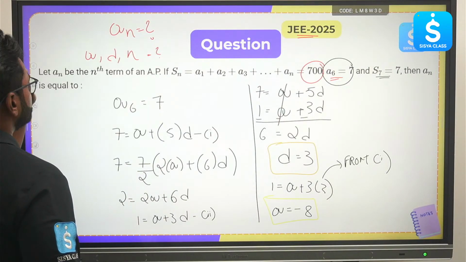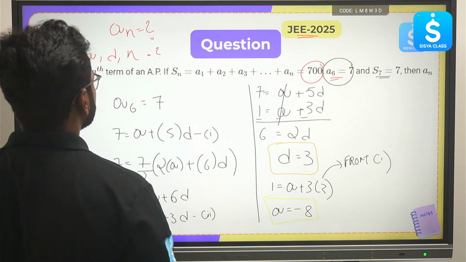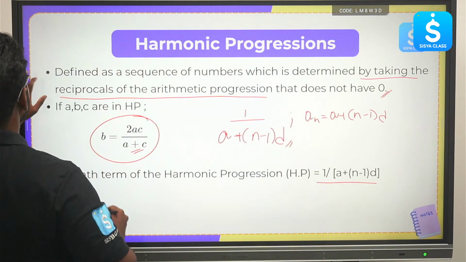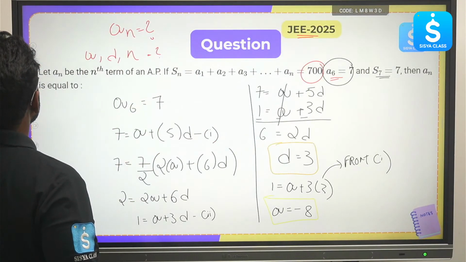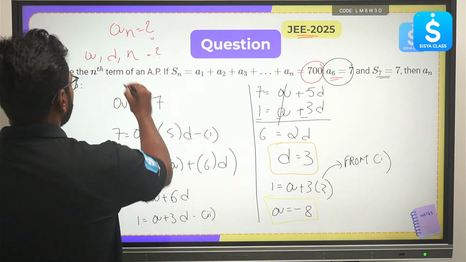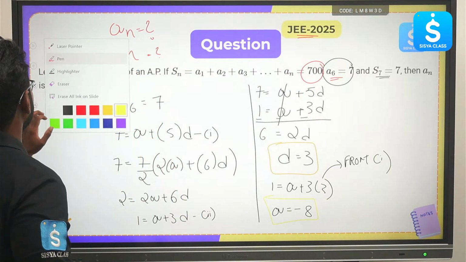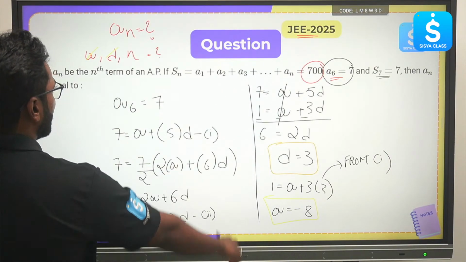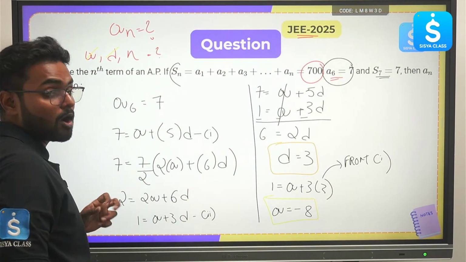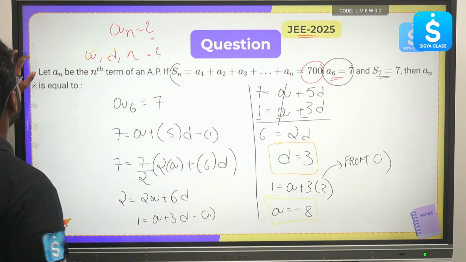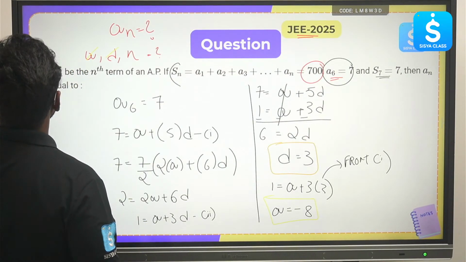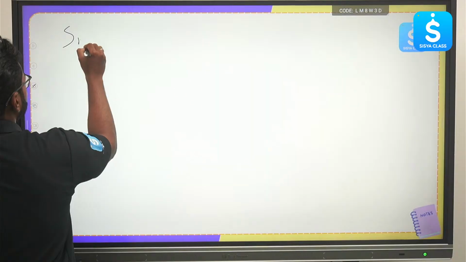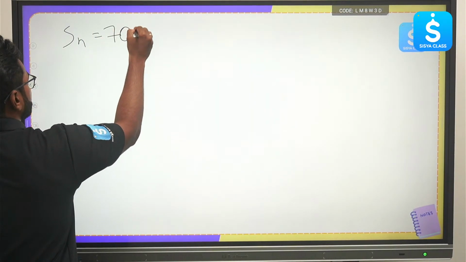Let's continue. Now, what did they ask? We have a, we have d. Let us try finding n. How can we find n? We have one more equation to solve, which is the sum of n terms. We have the sum of n terms. Sn is equals to 700, right? Sn is equals to 700.